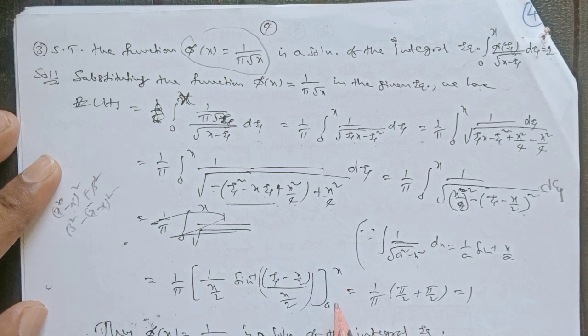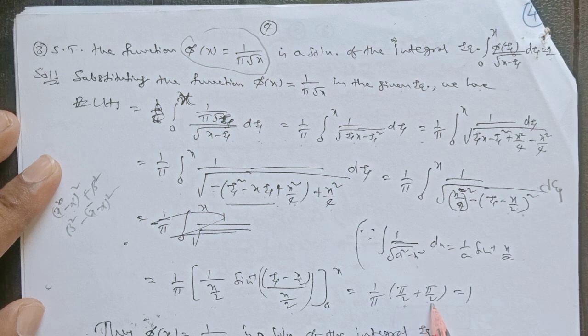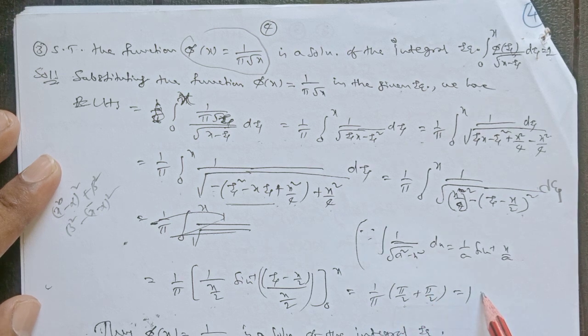Then apply the upper limit first and then the lower limit. We get sin inverse of 1, which means pi by 2. Similarly, we get minus of minus, plus pi by 2. So 1/pi into pi by 2 plus pi by 2, which is 2 pi by 2, equals pi. Pi gets cancelled, so this value is equal to 1.